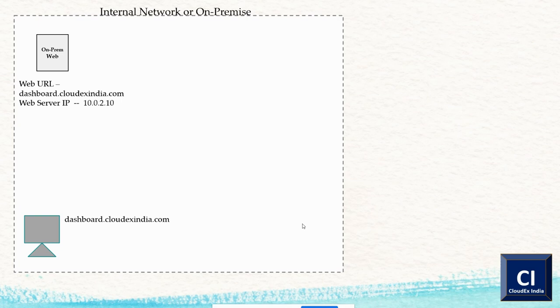So take an example. There is a server in your on-premises and a client system. At the bottom, you can see this is the client, and you have a web server on the top. The web server's URL name is dashboard.cloudxindia.com. The web server and the client are sitting in the same network, that is an internal network, or your on-premises network. Now the client wants to access the dashboard.cloudxindia.com URL from its system.